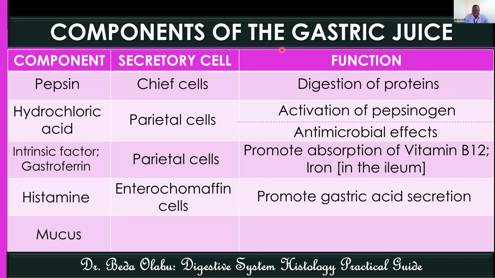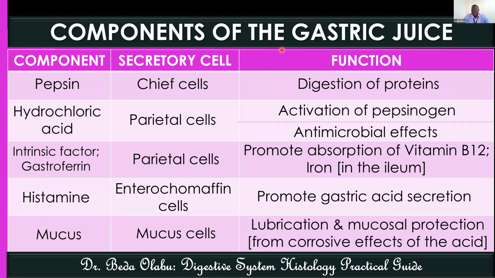The mucus is produced by the mucus cells. They could be the mucus neck cells, or they could be the mucus surface cells. Mucus cells produce mucus. These are the goblet cells that help in lubrication so that we prevent against corrosion.